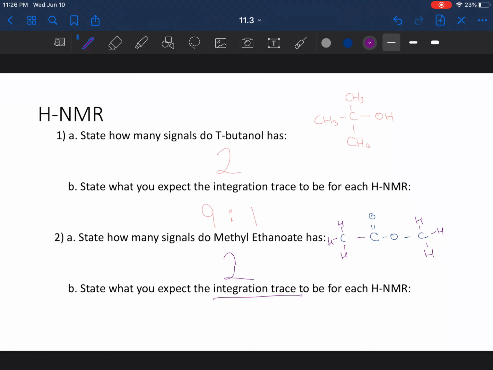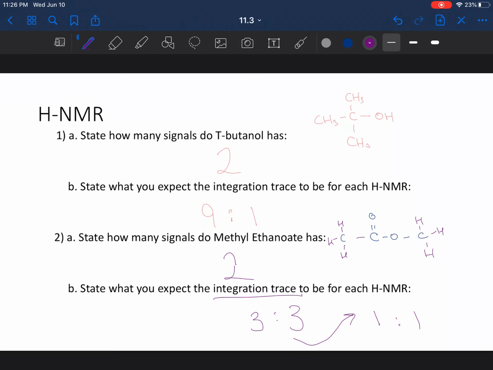What is the ratio? Pretty simple. 3, which talks about these three, and 3, these three. So 3 to 3. Nobody presents 3 to 3 as a ratio. This is not hockey. That means 1 to 1. Right? So hopefully that's what you got.